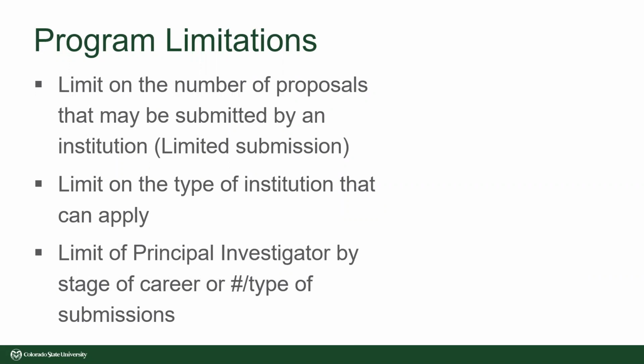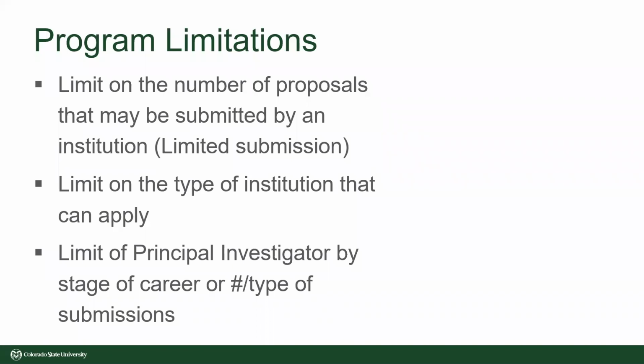Okay, so first of all, program limitations. A program might limit the number of proposals that an institution can submit. So many of our institutions will have some type of limited submission program. At CSU, it's the Research Acceleration Office that handles our limited submission program. So if an agency is saying your institution can only submit 2 proposals, we want to make sure that we're putting our best 2 proposals forward. And by best 2, I mean the 2 that are most likely to be funded, right? Have the highest chances of being funded.